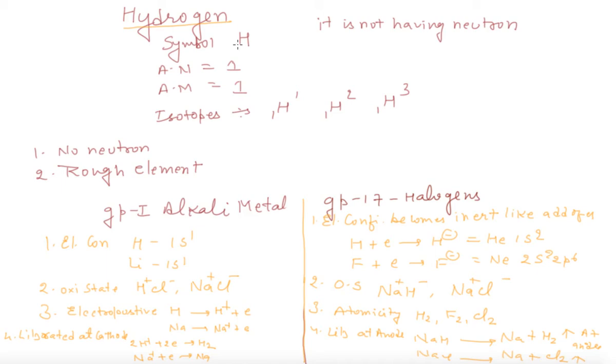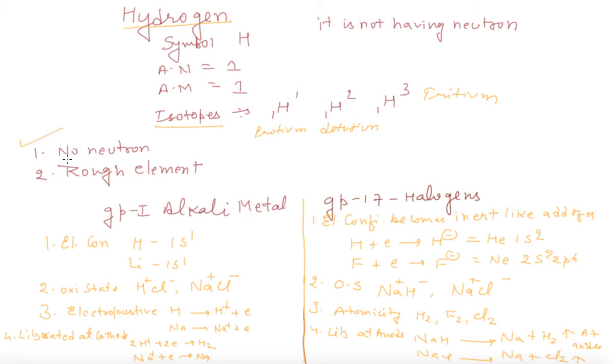Its symbol is H, its atomic number is 1, its atomic mass is 1, and the isotopes of hydrogen are 3: 1H1 protium, 1H2 deuterium, and 1H3 tritium. And some discussion about hydrogen.